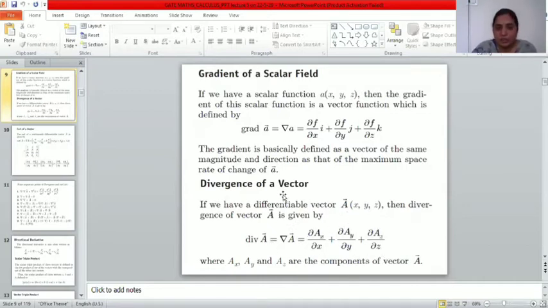So divergence of a bar is denoted as dou by dou x of the first component, that is the part along the x-axis, ax. If the second part along j bar is ay and the part along k bar is az, then divergence del dot a bar is dou by dou x of ax plus dou by dou y of ay plus dou by dou z of az, right? Where ax, ay and az are the components of vector a bar.